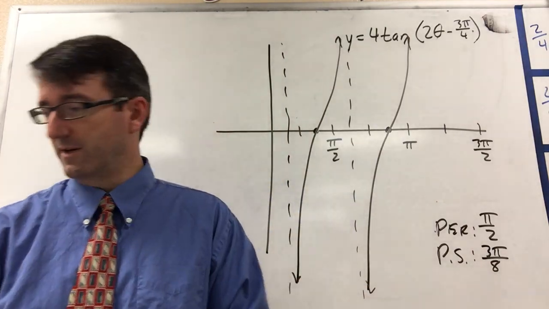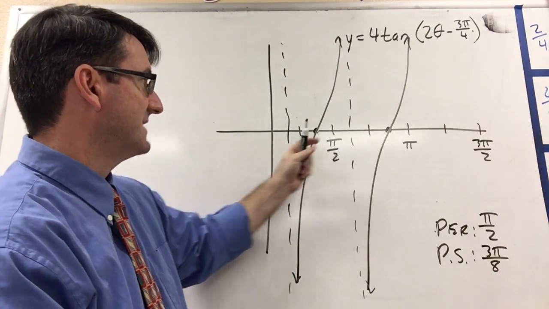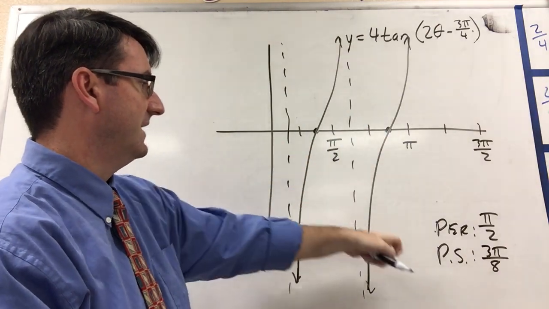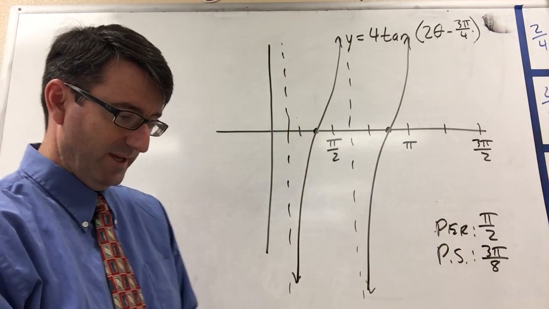So this one, since it was a multiple choice, we need to look for which one has a period of pi over 2 and has a phase shift of 3 pi over 8. And that is going to be C.